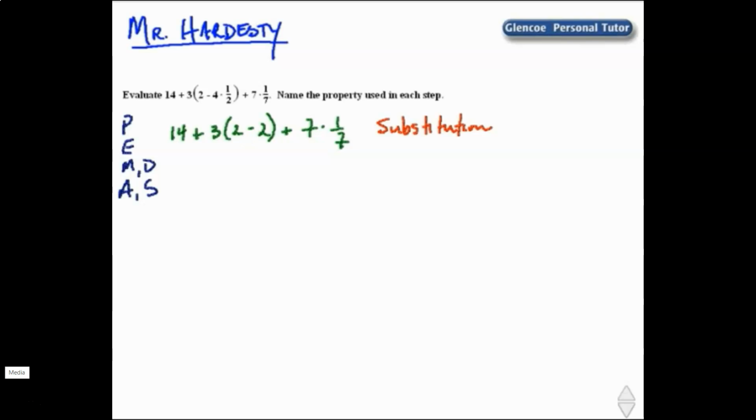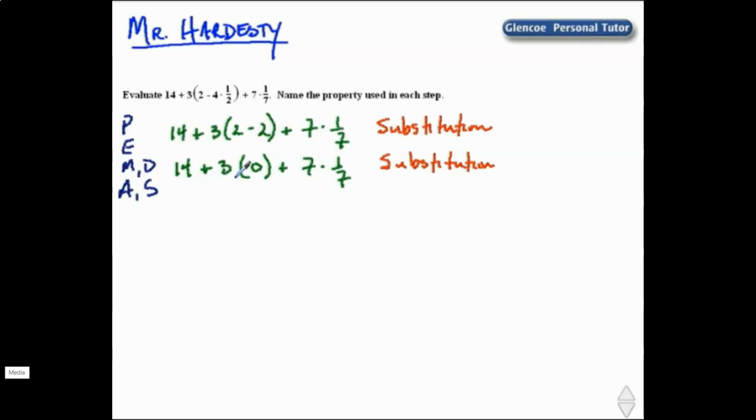Still within the parentheses, we need to do the math, and that is subtraction. 2 minus 2 is 0. And once again, the property is substitution, as we've put 0 in for 2 minus 2. So I'll write substitution again.